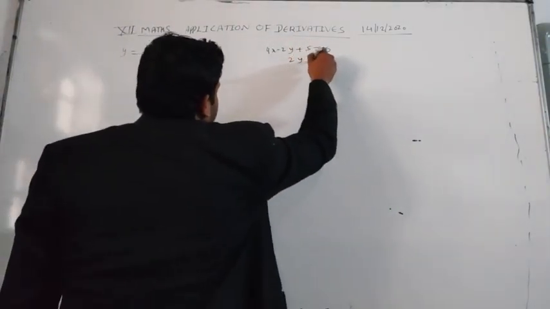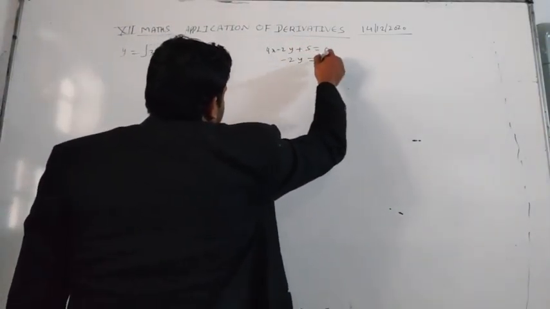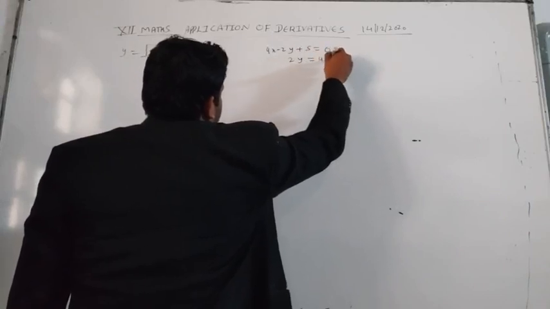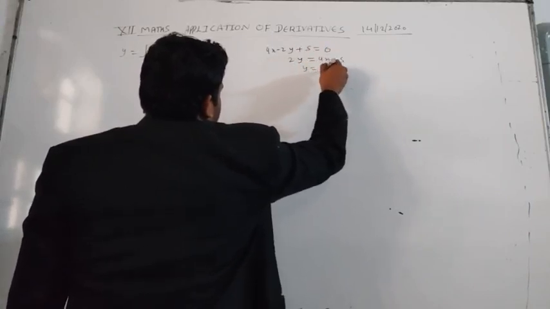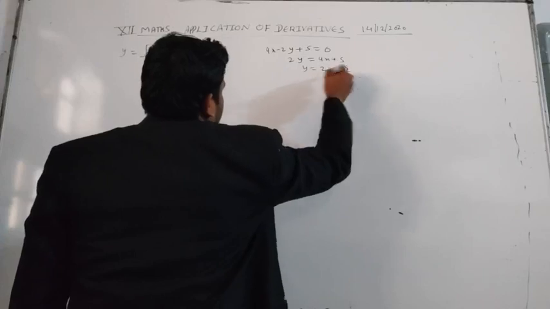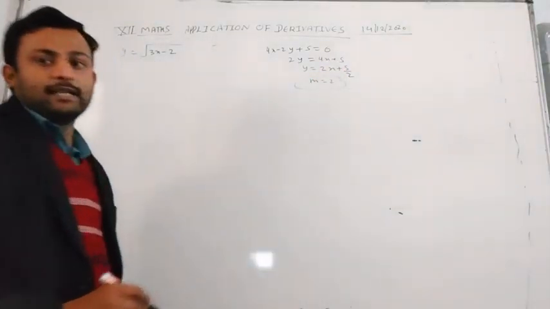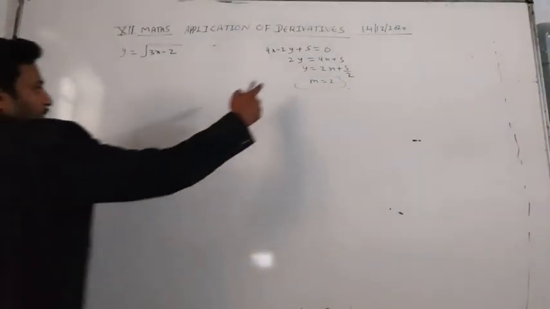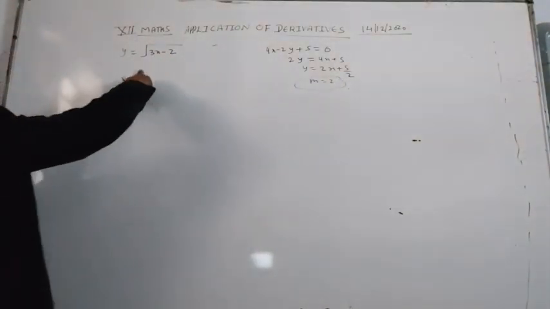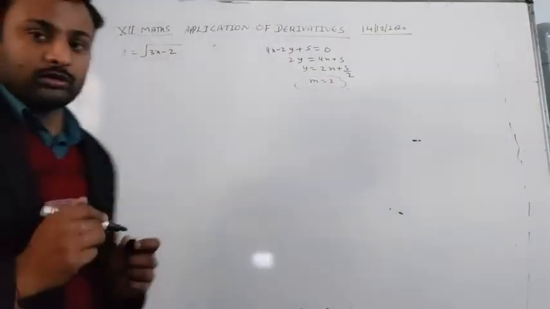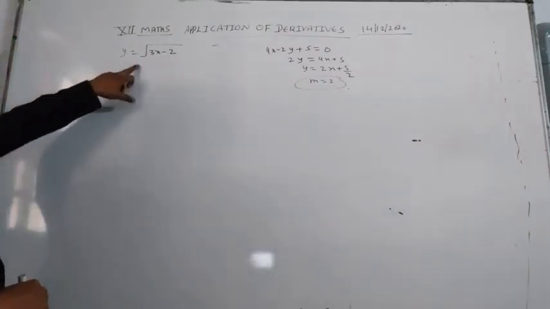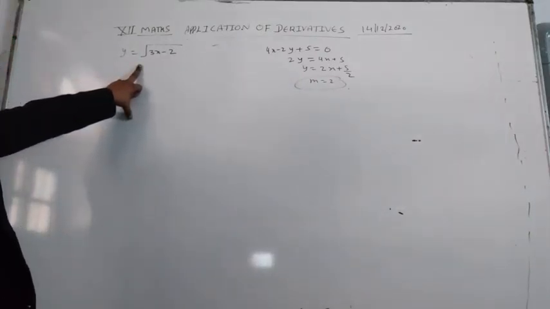So 2y is 4x plus 5, and y is 2x plus 5 by 2. So m is 2. So the slope of the tangent is this. Now this slope of the tangent is equal to the slope of the tangent of the curve, because the two are parallel.